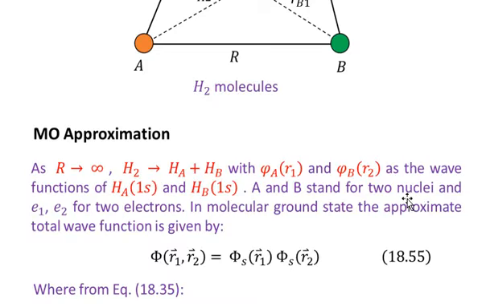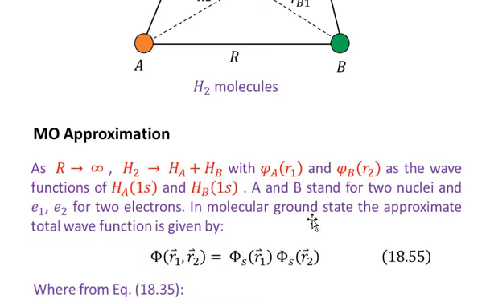A and B stand for the two nuclei, and E1 and E2 for two electrons. In molecular ground state, the approximate total wave function is given by. So you see that in the molecular orbital approximation, we are assuming that if R is so large that R approaches infinity, then the H2 molecule will behave as if there are two individual atomic hydrogen atoms, HA and HB.